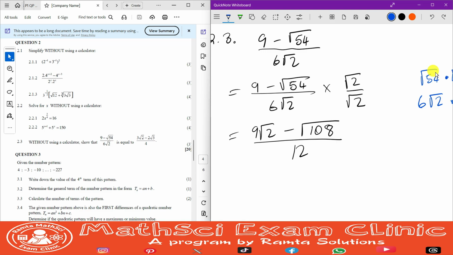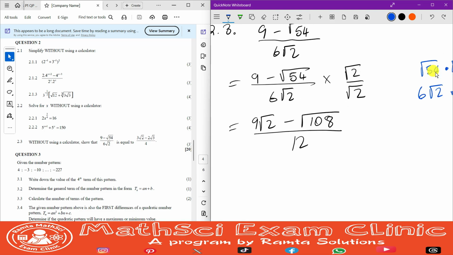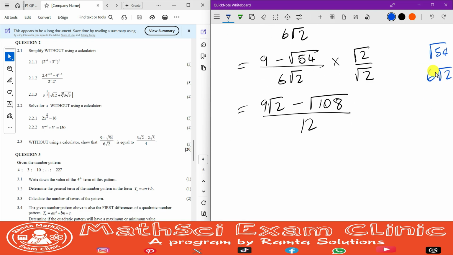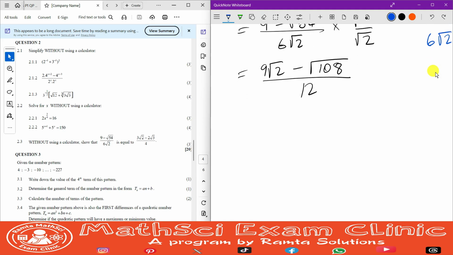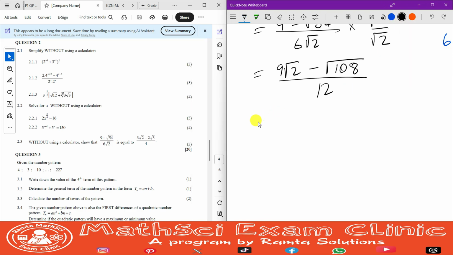Right, moving on. We don't have to do anything to this 9 root 2 because I see what we need to prove has some square root of 2. So I'll just leave it like this. So we leave the 9 root 2 as is.